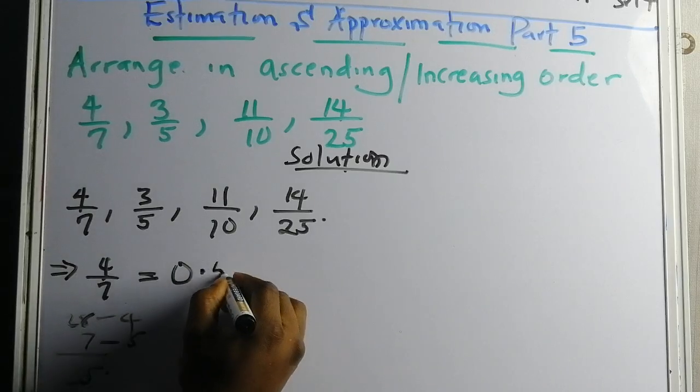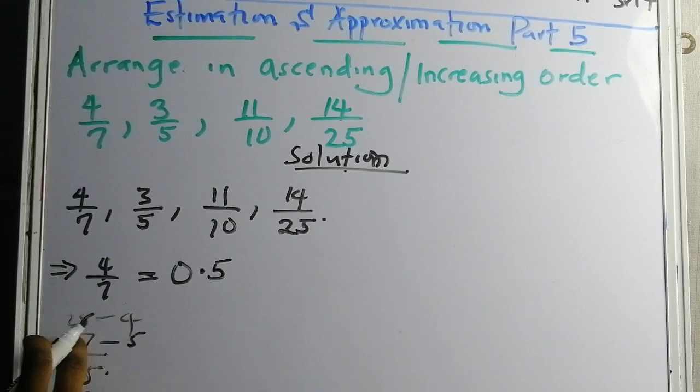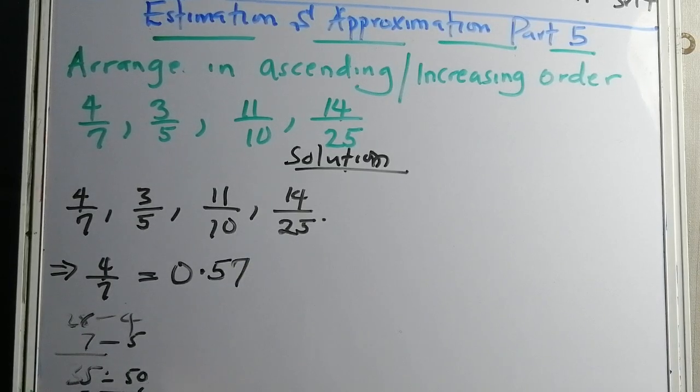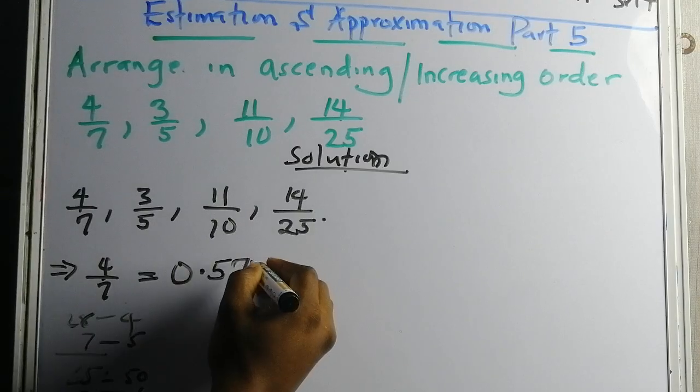So this one is 5. 7 times 5 is 35, and it will remain 5. 7 cannot go in 5, but 7 can go in 50. You add 0 to it, so 7 in 50 now. 7 times 7 is 49. If I add 7 to 35, that gives me 42, that makes it 6. If I add another 7, that gives me 49. That makes it 7. So 7 times 7 is 49, to remain 1. So you can continue like that.